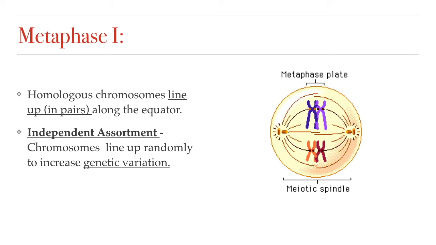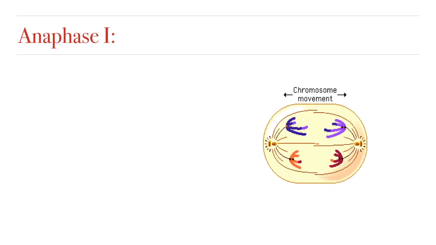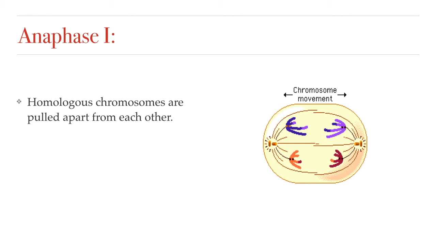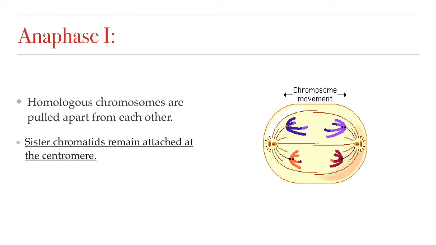So next, we get to anaphase. And because the chromosomes line up in pairs, now when we get to anaphase, the chromosomes are basically going to separate from their partners. They're not splitting down the middle. They're just separating from their partners. And so the homologous chromosomes are therefore being pulled apart from each other, and the sister chromatids still remain attached at the centromere. But chromosome number 1 from mom is being separated from chromosome number 1 from dad, and chromosome number 2 from mom is being separated from chromosome number 2 from dad.